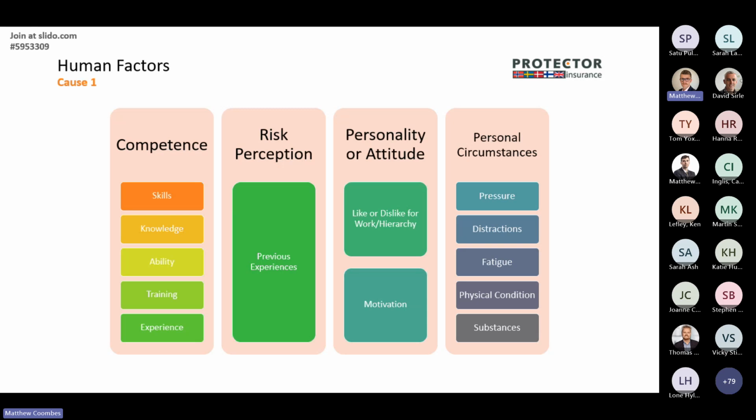Then moving on to personality or attitude. Does the employee dislike the work environment and are feeling particularly unmotivated? Personality may not be changed, however, attitudes can be changed over time with a good work environment and a strong safety culture. Then finally, on to personal circumstance.